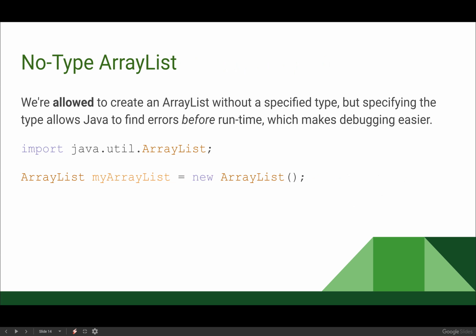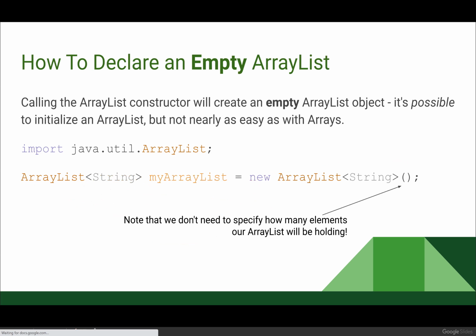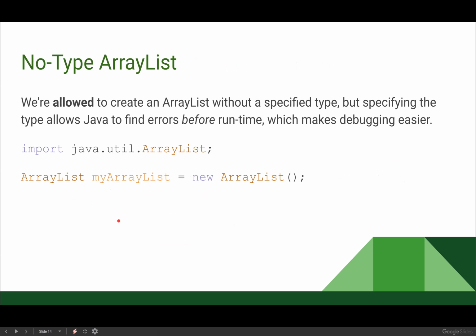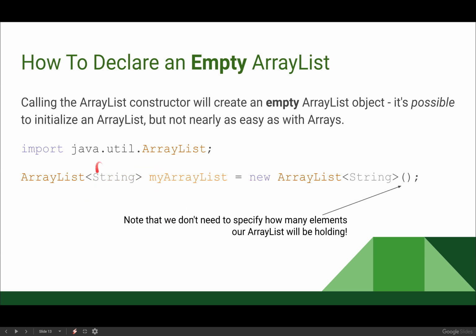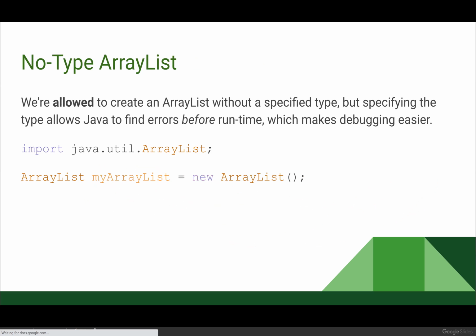Now, we are allowed to create array lists without specifying what type of values they're going to hold. If we say ArrayList my array list without the triangle brackets saying what type of value they're going to store, this is allowed. But when we specify the type, it allows Java to find errors before we run our code, which makes debugging our programs much, much easier. So this is allowed, but not recommended. I'm going to strongly recommend that anytime you make an array list, you define what type of values it's going to store, just so that it's clear to anyone reading your code exactly what type of values are going to be stored there.